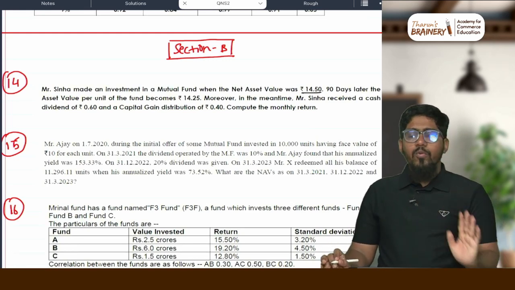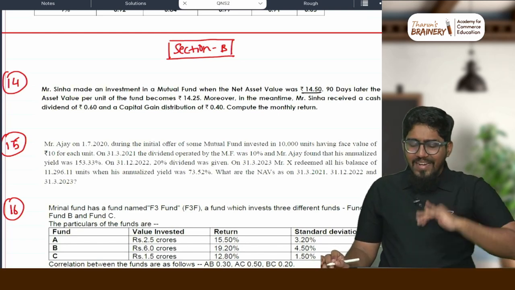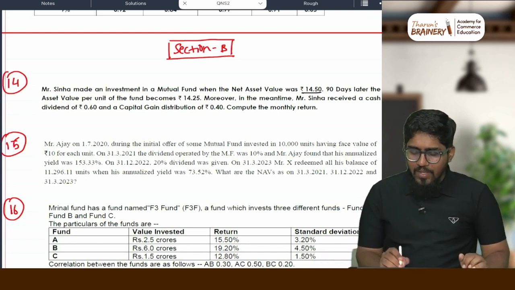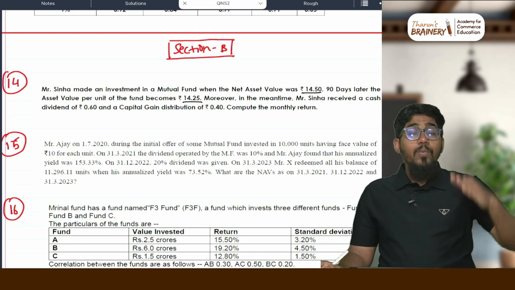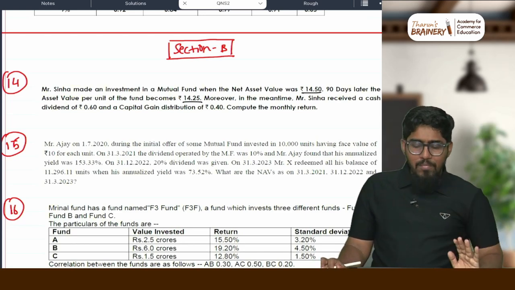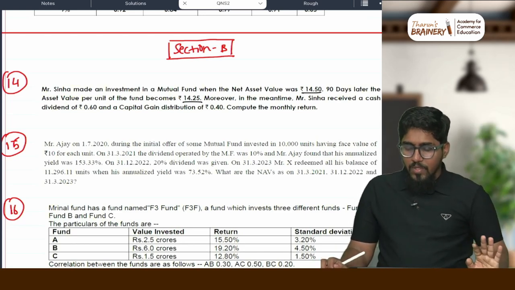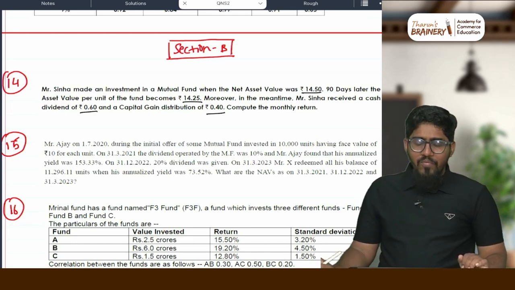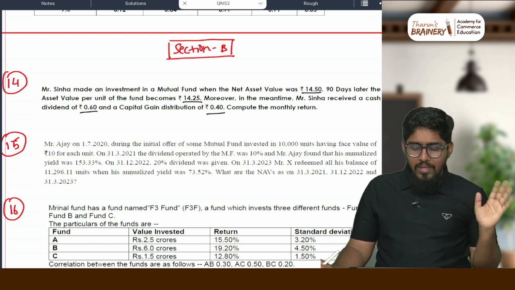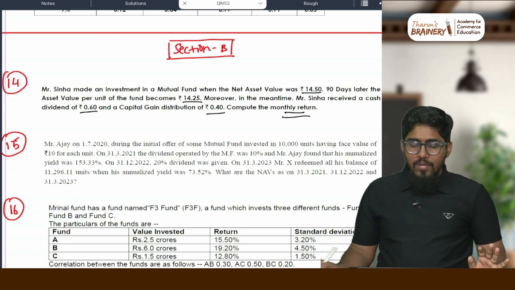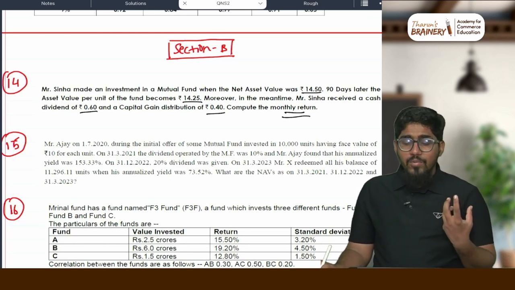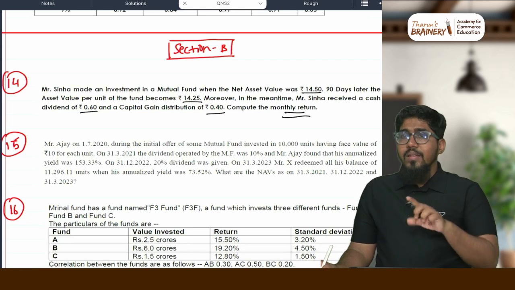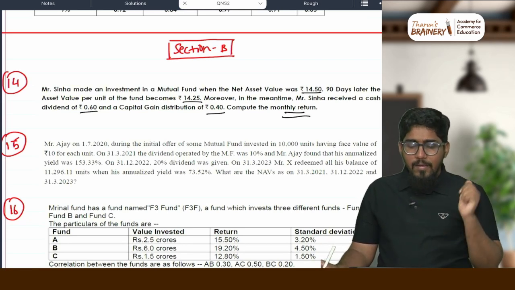So 14.5 rupees he made an investment. 90 days later, the asset value per unit of the fund becomes 14.25. So 14.50 becomes 14.25, which means there is a reduction. Moreover, in the meantime, Mr. Sinha received a cash dividend of 0.6 and a capital gain distribution of 0.4. So this is the distributed income that he received. Compute the monthly return. Okay, so this is something that we have to see. They are not asking return from the fund, they are asking monthly return. Clarity? Super.